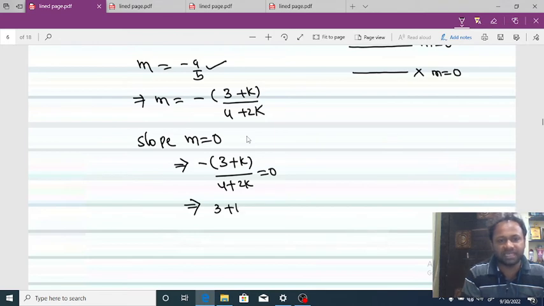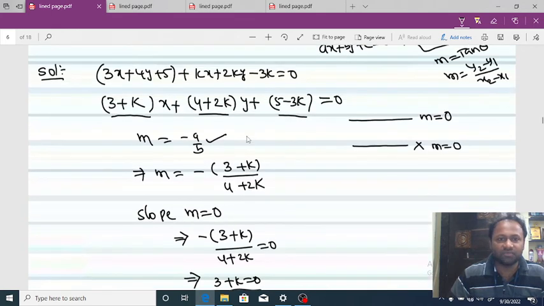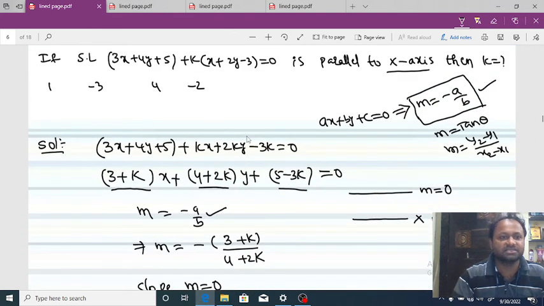3 plus k is equal to 0. That implies k is equal to minus 3. So this is the answer. Okay, let us check whether the answer is correct. See, this minus 3 is the correct answer. This is the way to solve the problem.